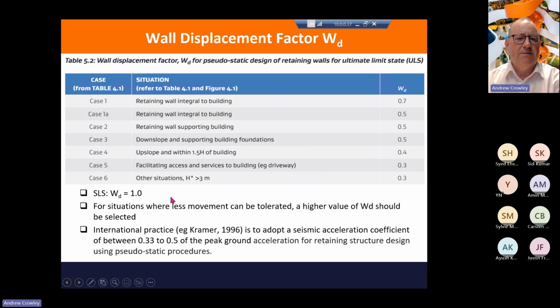Generally, the WD is taken as 1 for the serviceability limit state. The tables in 5.2 are given for the ultimate limit state. Other international practice has shown that a coefficient somewhere between 0.33 and 0.5 of the peak ground acceleration tends to be about right.